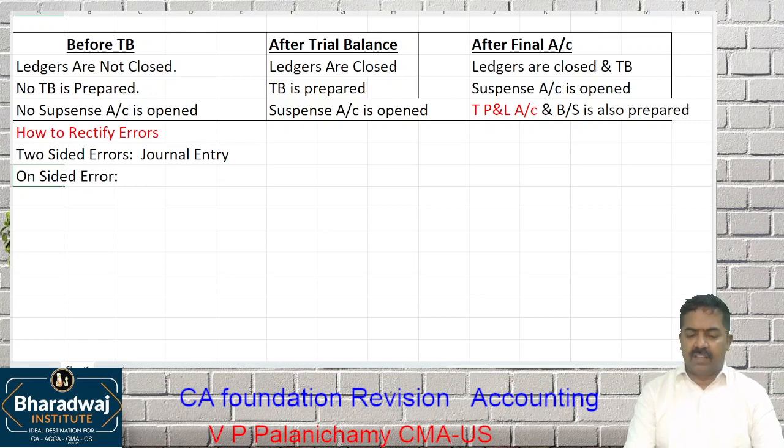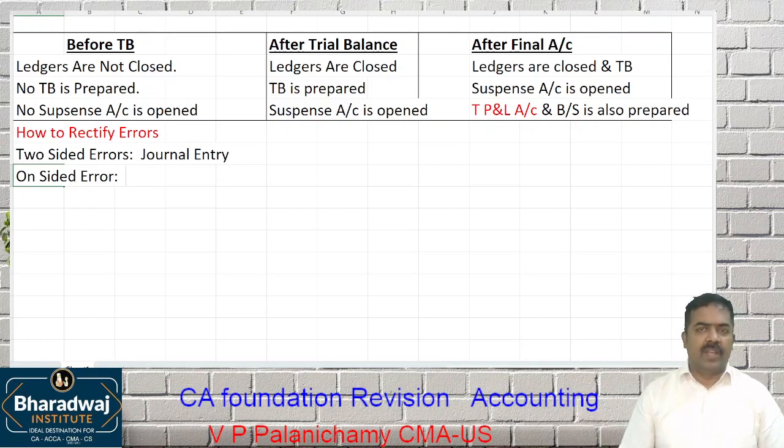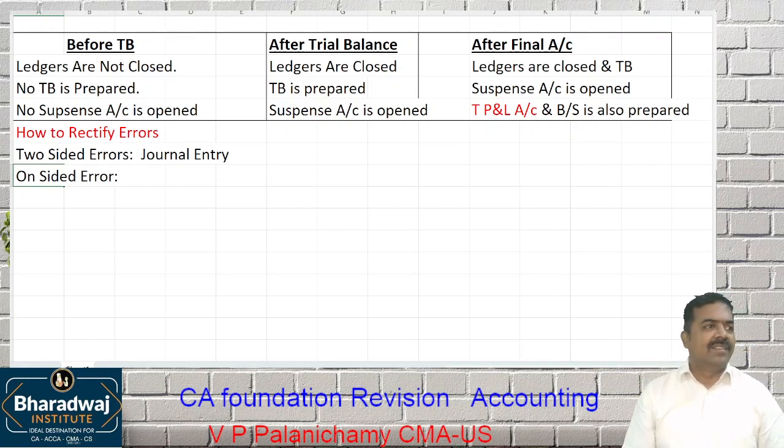What about one-sided error? What do you mean by one-sided error? Error affecting only one account. For example, I paid cash 10,000 to Krishna. In his account, I entered it as 1,000 rupees. Debit the receiver. Krishna account should be debited with how much? 10,000, but I debited only 1,000. Journal entry I did correctly. Cash book I did correctly. In his account only, instead of debiting 10,000, I debited only 1,000.